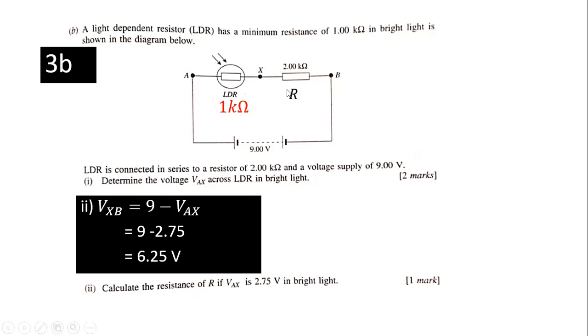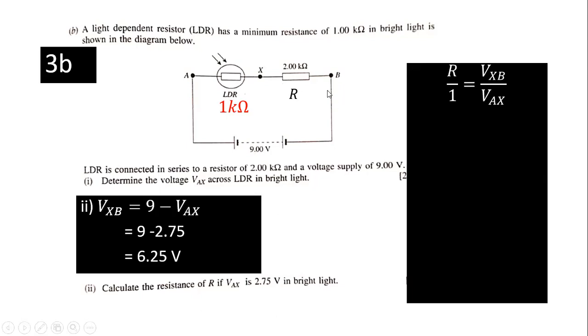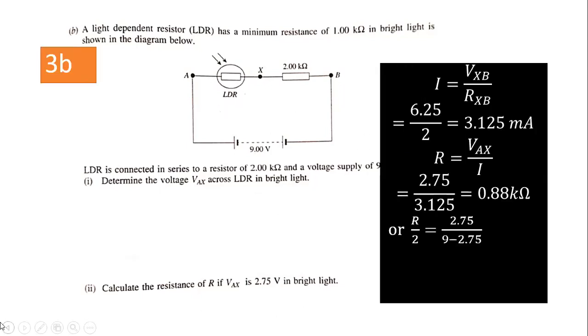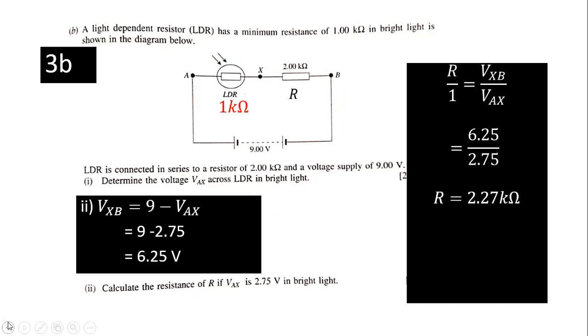Yeah, you want to find R, why do you make life so difficult for yourself? You want to use the potential divider, just use R divided by 1. And then this one you have calculated at 6.25, divide by 9, that's all. R divided by 1 is the potential difference here, divided by the potential difference across VAX. That's all. Okay or not?